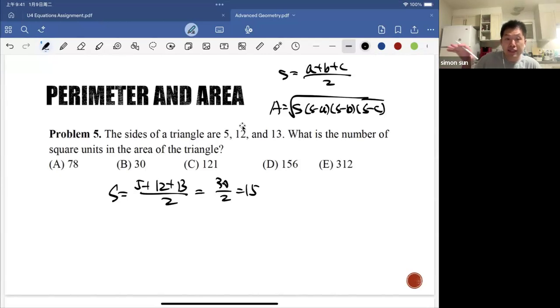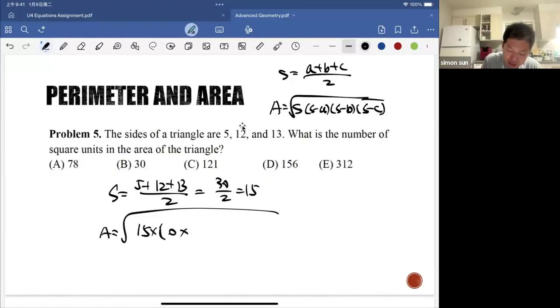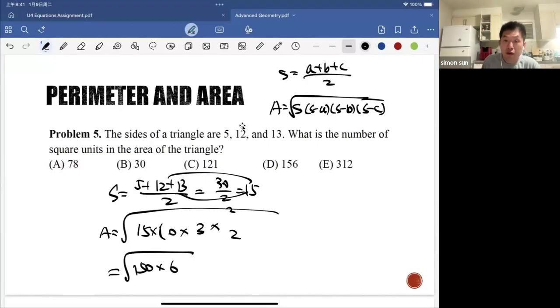Okay. And the second step is just plug into the formula, right? S is 15 times 10 times 3 times 2, right? So it's square root of 150 times 6, right? It's actually square root of 900. Okay, 900 is actually 30 square. So this one is actually equal to 30.